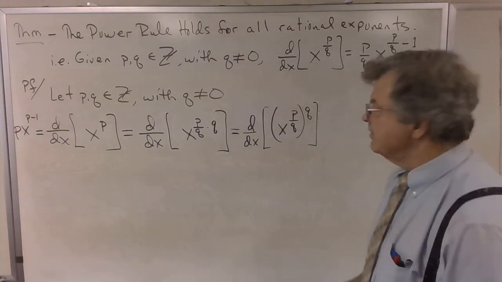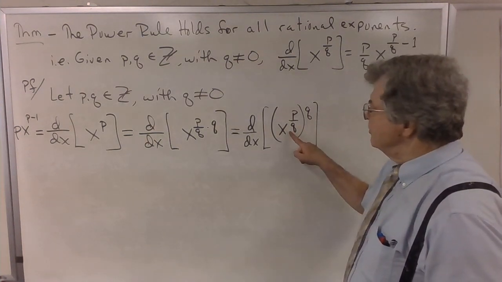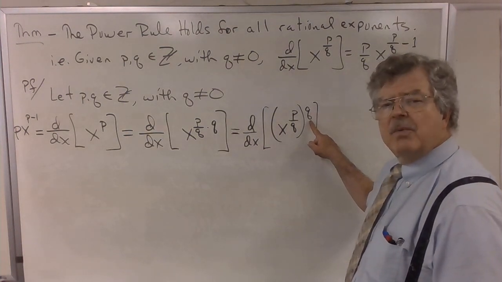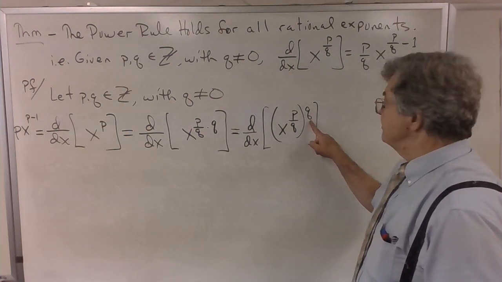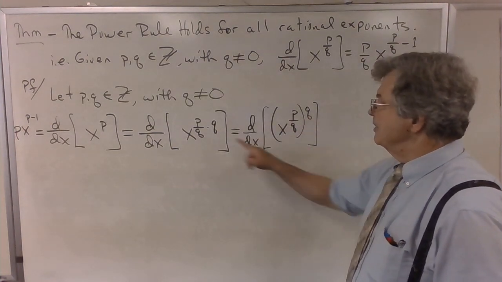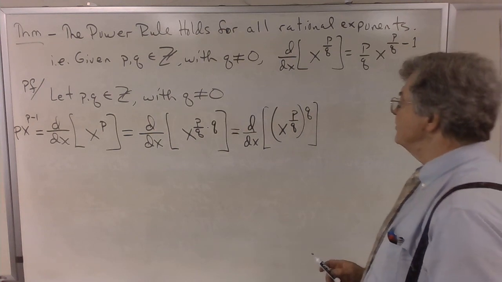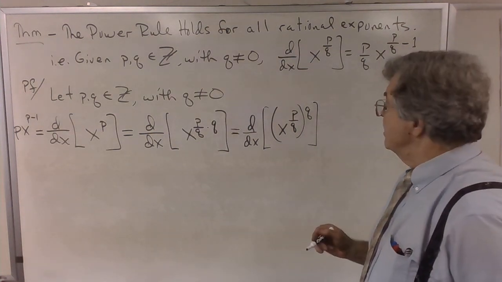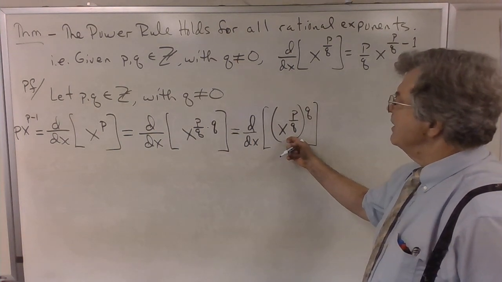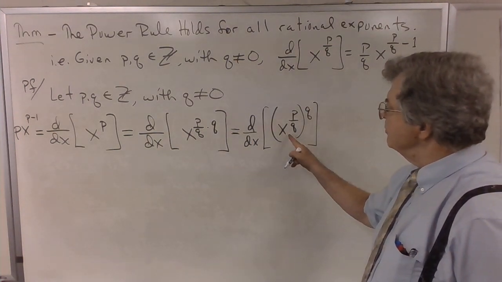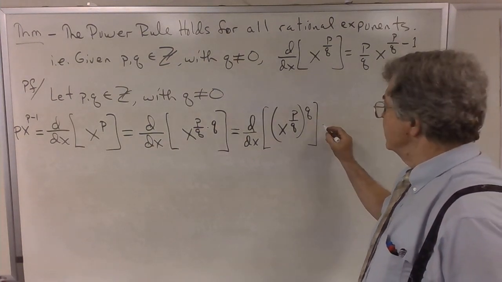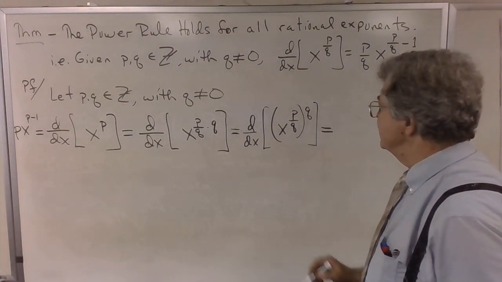Think about it. I have something raised to a power. That whole thing raised to a power. What did the exponents do? They multiply. P over q times q. Cool. But now I have this framed in the context of a function raised to the power of a whole number. And the chain rule comes in.